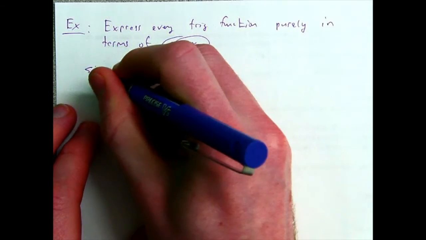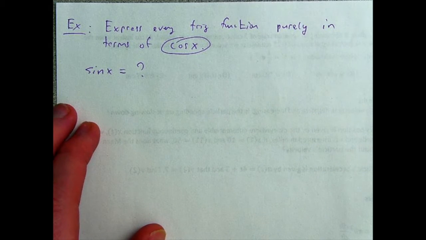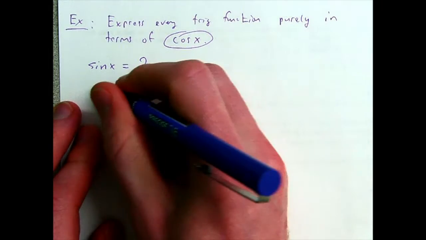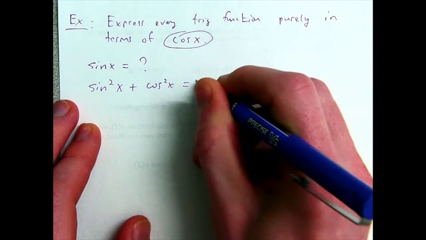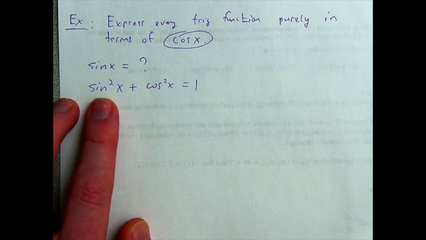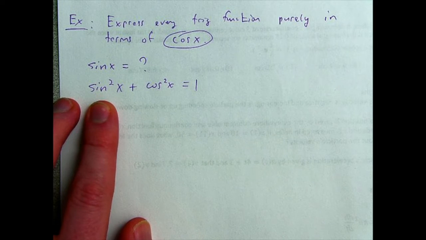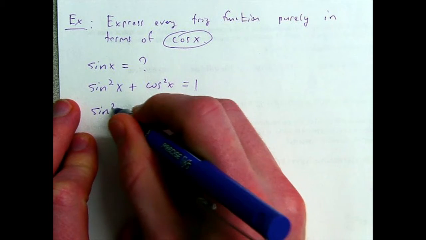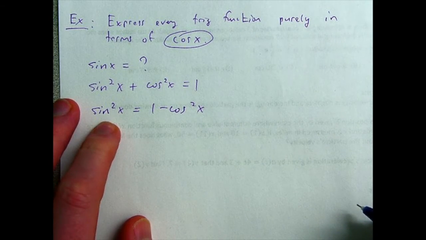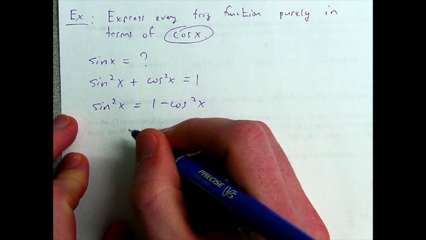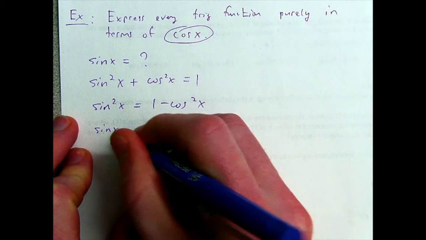But how can we express sine of x in terms of cosine of x? Well, we do have an identity which relates sine and cosine, and that's the standard Pythagorean identity. Sine squared x plus cosine squared x is equal to 1. Well, if you think about it, you can solve this equation for sine of x, and you'll wind up with an expression for sine of x which involves only cosine. So subtract 1 from both sides, and I have 1 minus cosine squared x. And then to get the sine x by itself, in other words, to get rid of the square here, remember this means sine of x quantity squared.